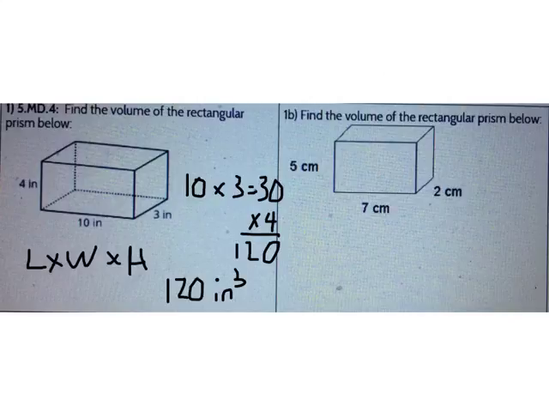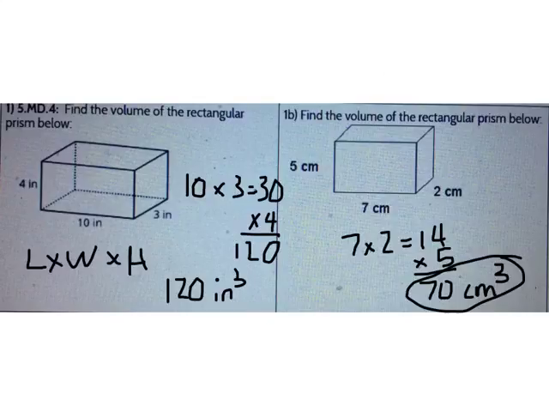Now you try one. What's the volume of the rectangular prism in question 1b? The correct answer is 70 cubic centimeters. 7 times 2 is 14, and 14 times 5 is 70.